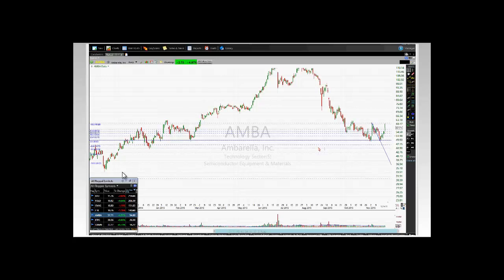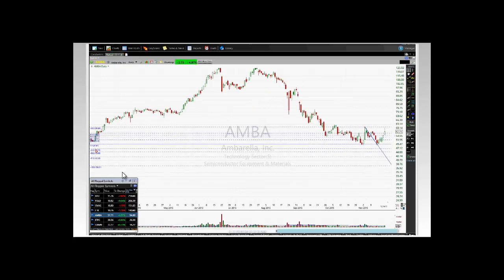So in this case, your numbers are going to be, I guess, 49.45, 46.75, and 45.08. Those are the areas I'm going to be looking for support on the way down. I would not be trading this. The basic overall trend is that this is a downtrending stock.